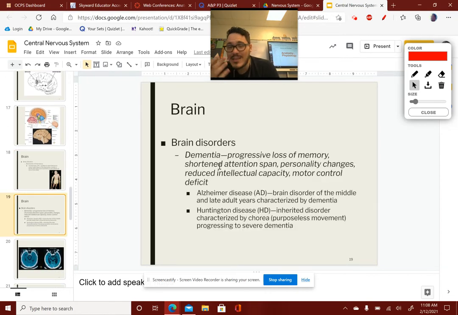Next, we have some dementia-based conditions. Dementia is identified by progressive loss of memory, shortened attention span, personality changes, reduced intellectual capacity, and motor control deficit. So two main dementia conditions that we need to be comfortable with are Alzheimer's and Huntington's.